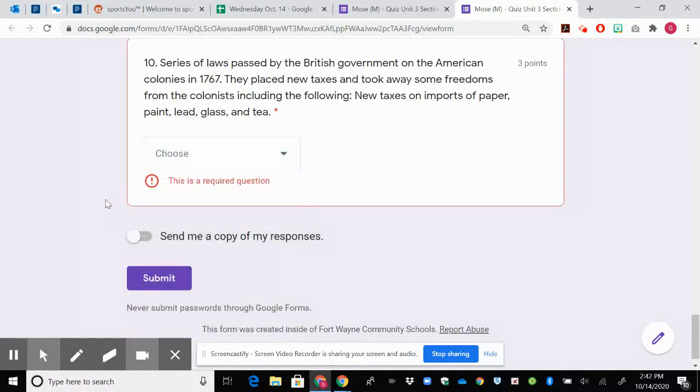And again, each choice is only used once. So if you use the Boston Tea Party choice one time, that's not going to be used in another question. Okay? Secondly, any of these answers you can find in the Build Up to the Revolutionary War graphic organizer that you hopefully completed early this week.